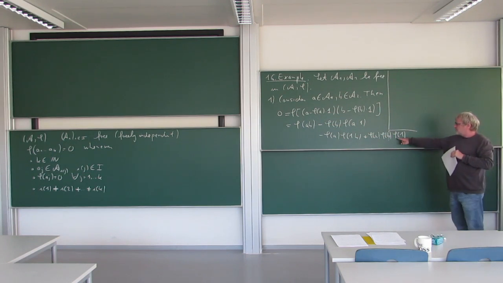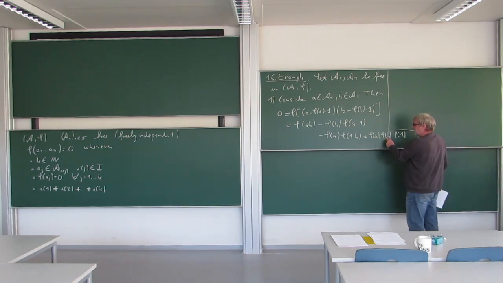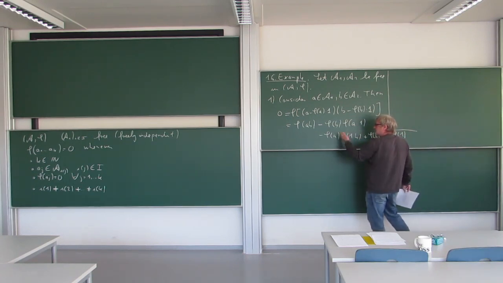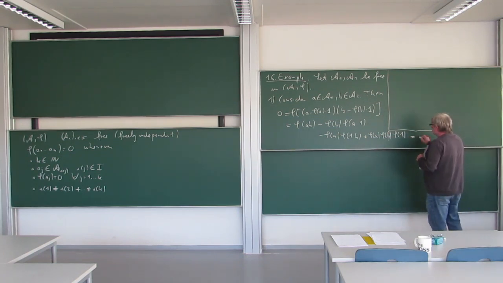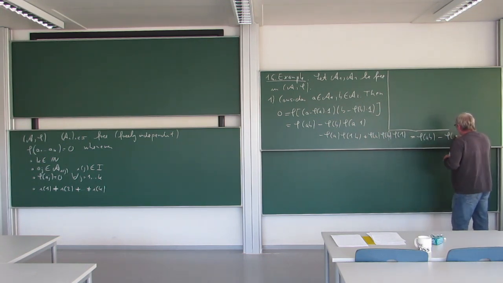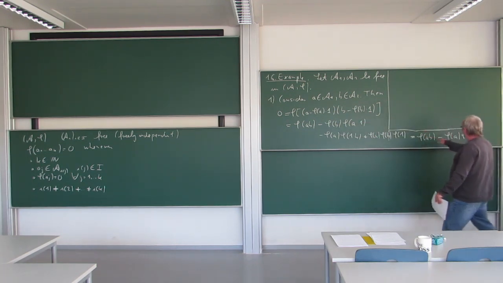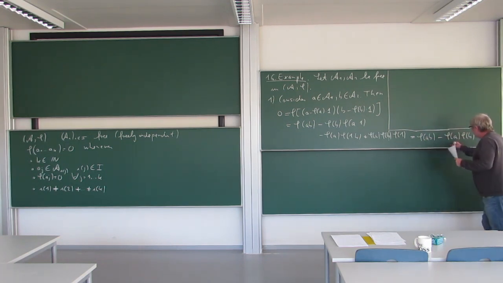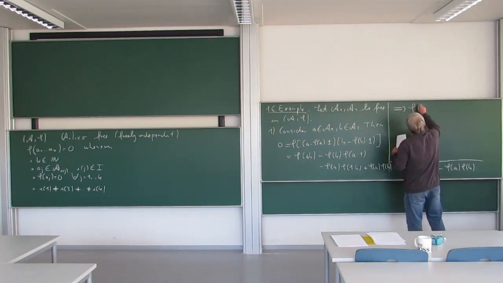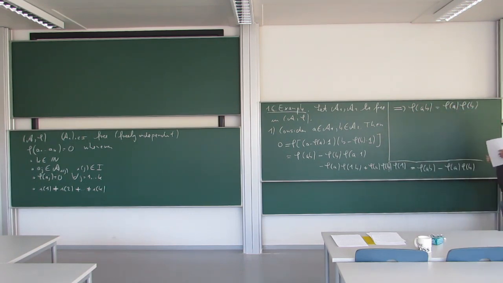But now you see, we always have phi of 1 equal to 1, which we also used here. So this is just 1, and we have phi of A times phi of B, and here we have the same, here we have the same. So we have this term phi of A times phi of B three times, once with a plus, twice with a minus. So what we have in the end is just phi of AB minus phi of A times phi of B. So we see that 0 is equal to this, which just means that phi of A times B is the same as phi of A times phi of B. So this implies phi of AB is phi of A times phi of B.